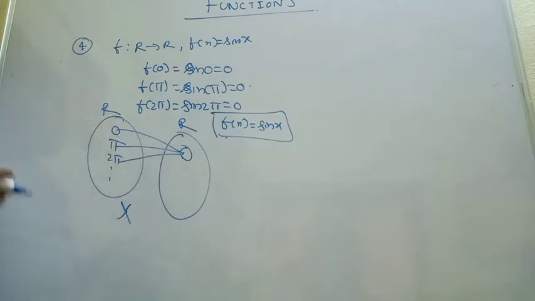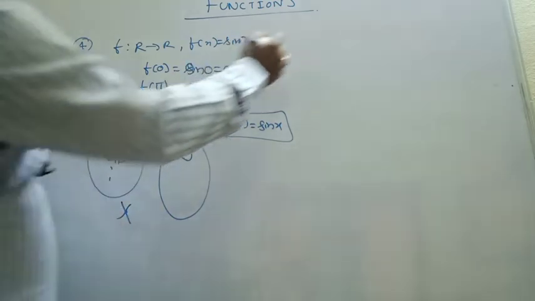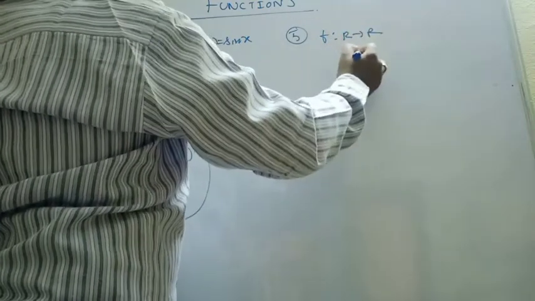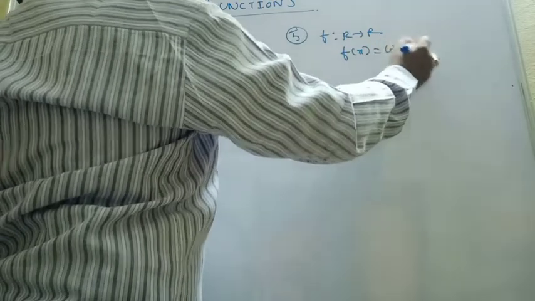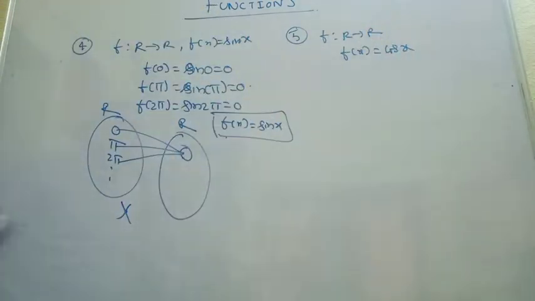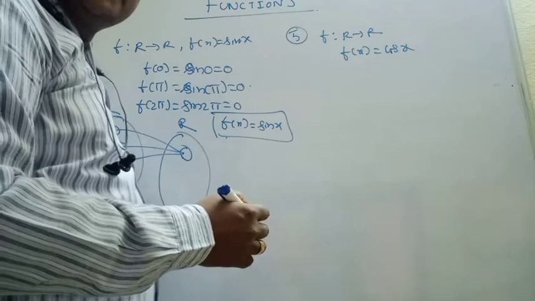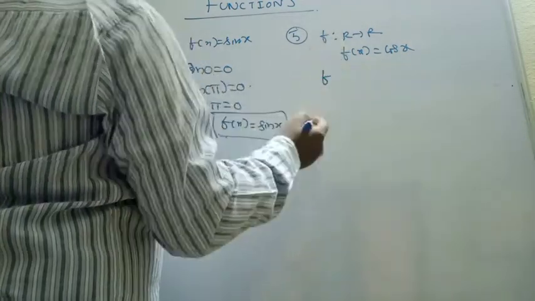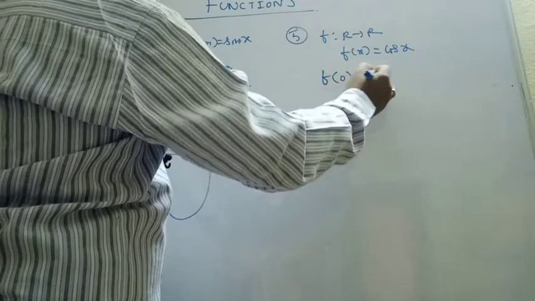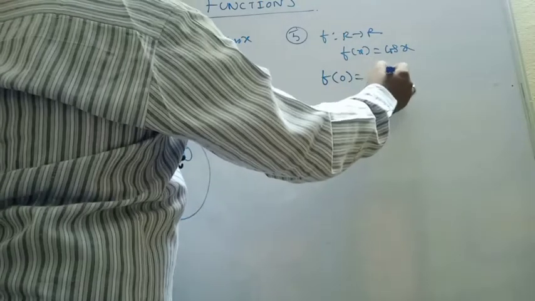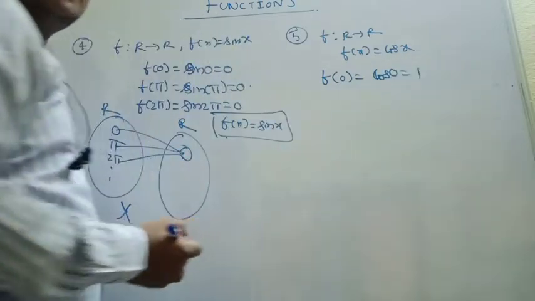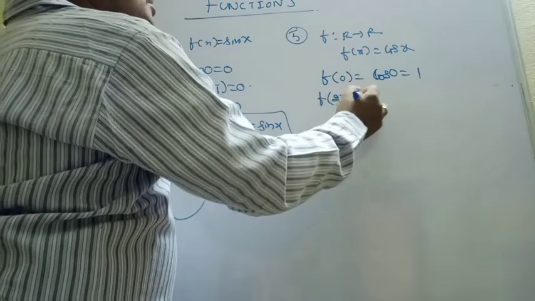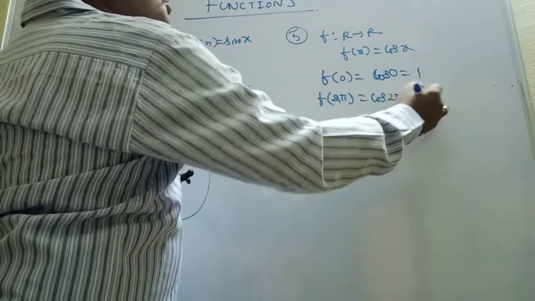All trigonometric functions, if you take, for example, f is a function from real numbers to real numbers, f of x is equal to cos x. This is also not a one-one function. Why? Here also, my dear students, you can understand that, right? We have f of 0 is equal to 1, because cos 0 is 1. And f of 2 pi, that is cos 2 pi, also 1.